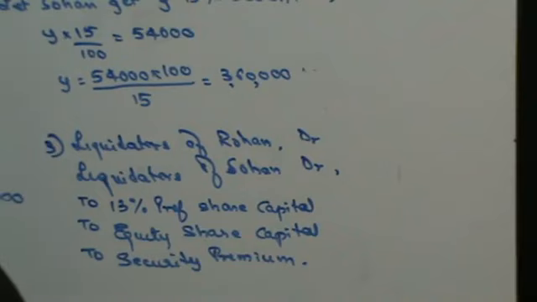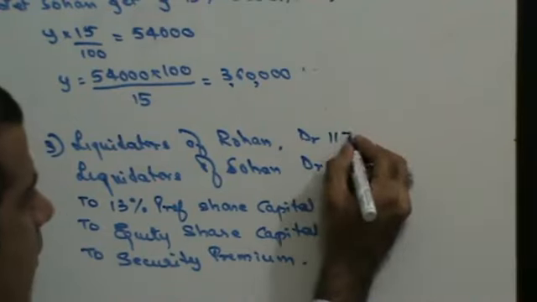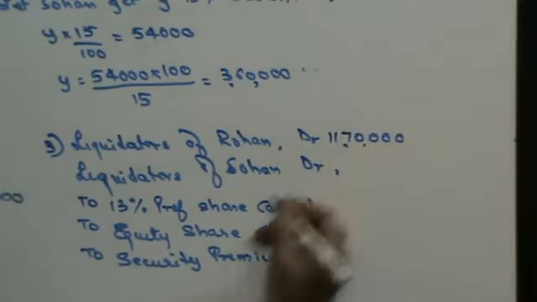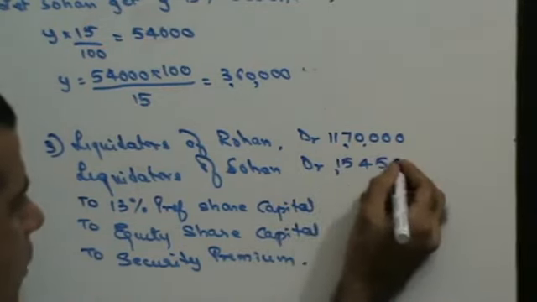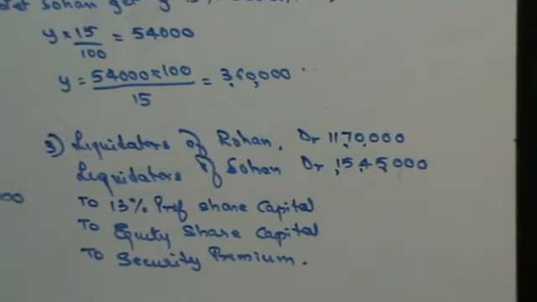Right? Now liquidators of Rohan. Liquidators of Rohan we had found out is nothing but 11,70,000. Liquidators of Sohan is 15,45,000. Okay. Now preference shares. How much preference shares have you issued? They are saying that 9% preference shares shall be issued at a price of 125. Right? Now let's see this working note.